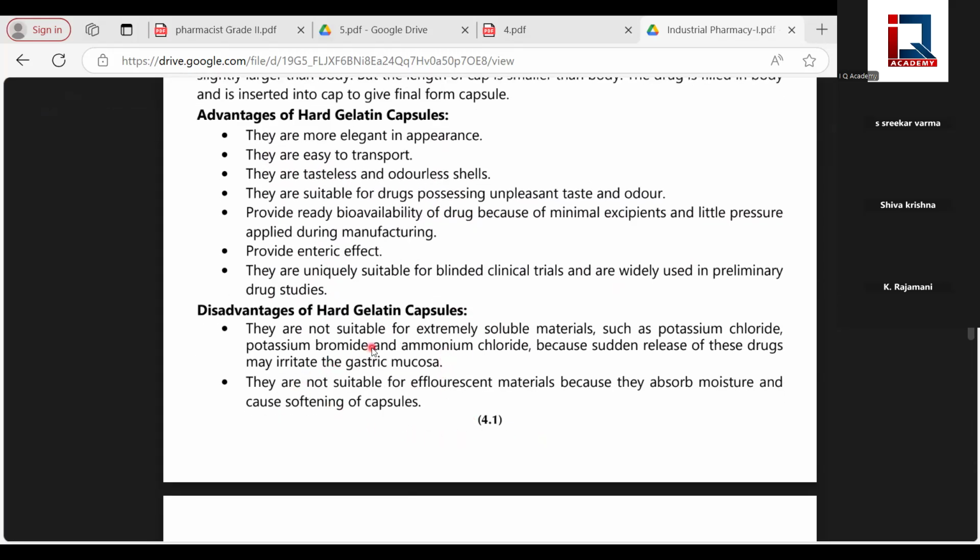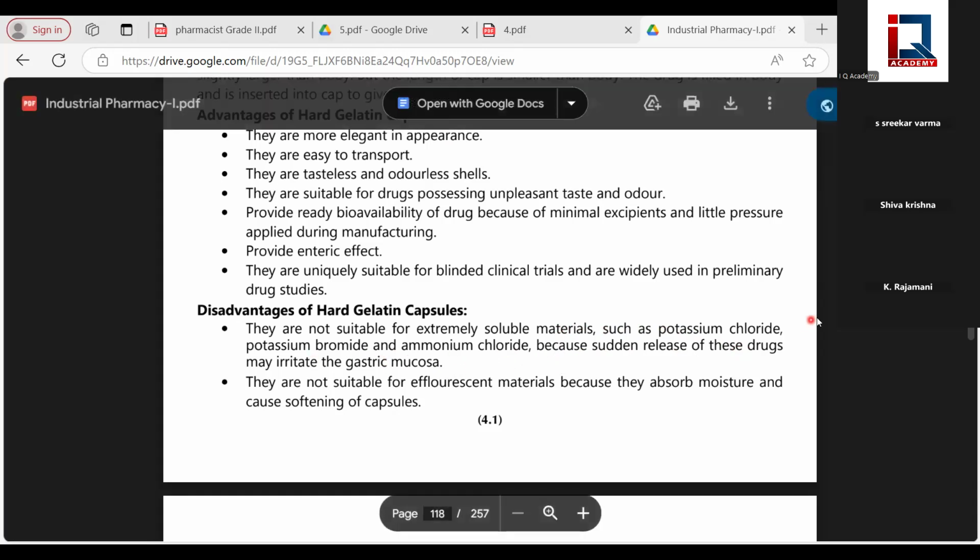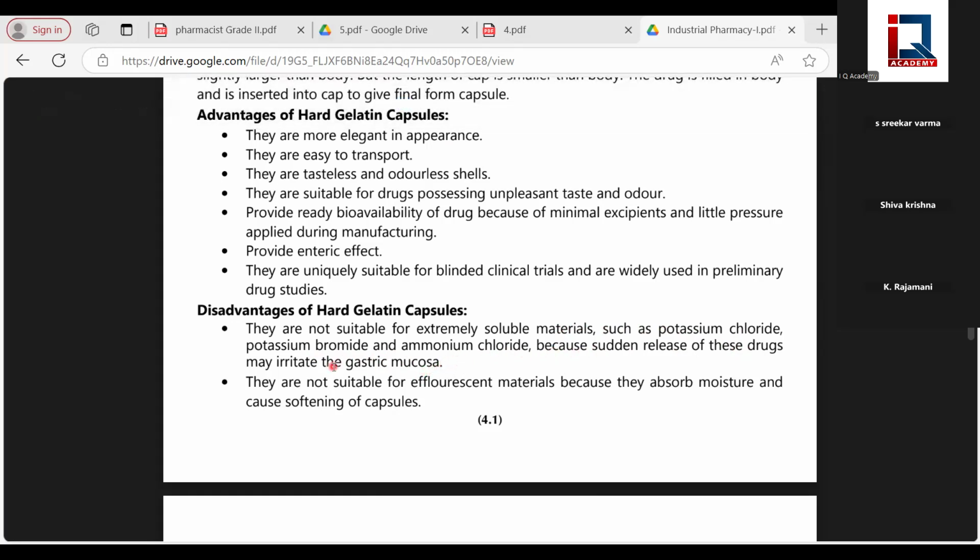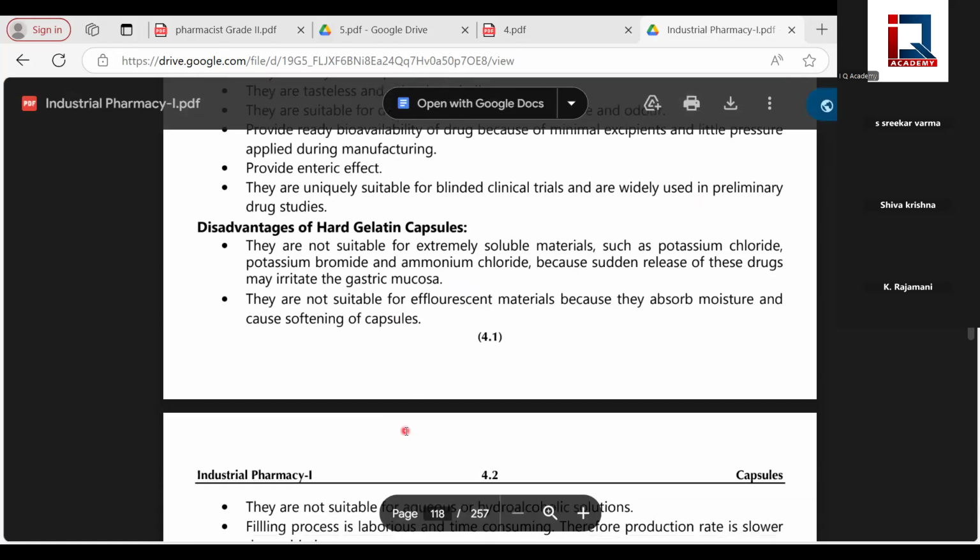Disadvantages: if the capsule bursts open, then what happens? You can't load it with gastric irritative drugs like potassium bromide, potassium chloride, and please note the point, ammonium chloride, because the sudden release of these drugs can cause gastric or mucosal irritation in the gastric environment. So irritant drugs can't be stored in the hard gel capsule. Liquids can't be stored. Semi-solids can't be stored. So these are the major limitations of hard gelatin capsule. Please note it down.